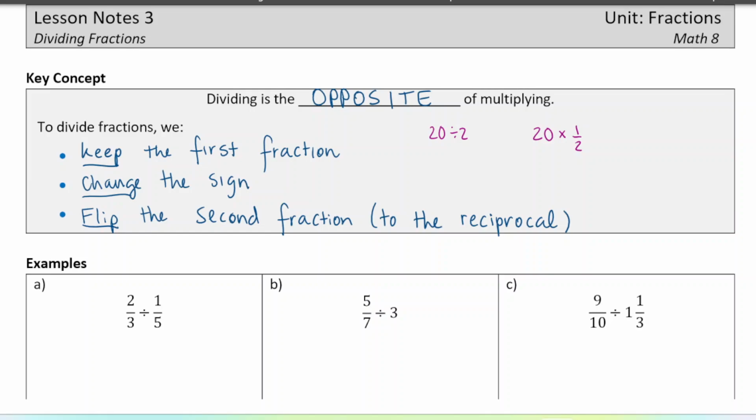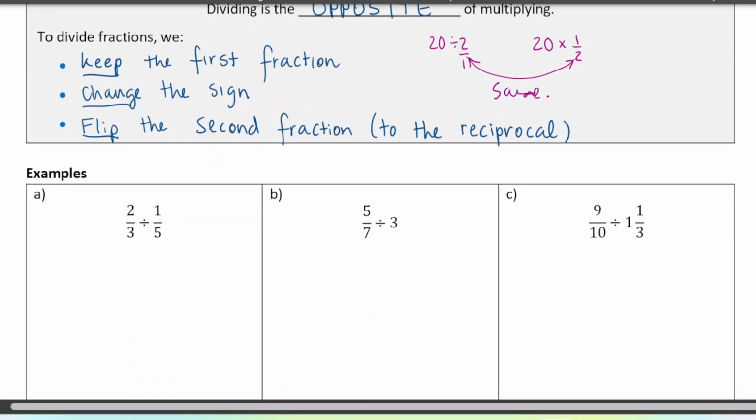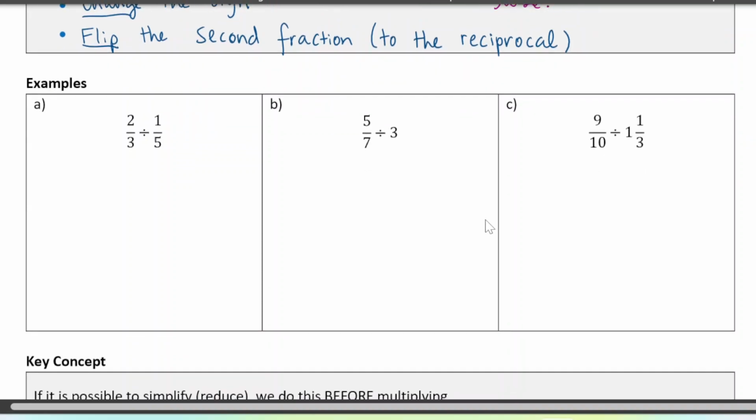So see how I flipped this number here? 2 became 1. 2 over 1 is the same as 1 over 2. Or when you flip it, it becomes 1 over 2. So those are reciprocals, and that means the same thing. 20 divided by 2, cut 20 in half. It's the same idea. Okay, so that's kind of like why it works. All right, let's do some examples.